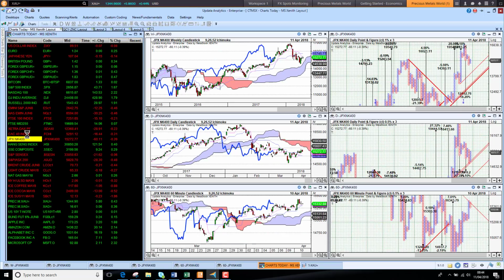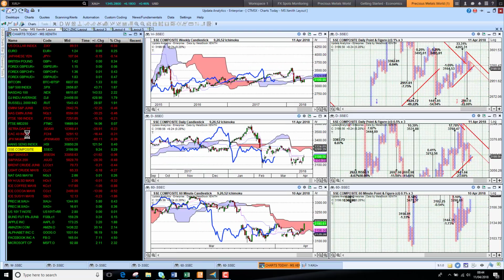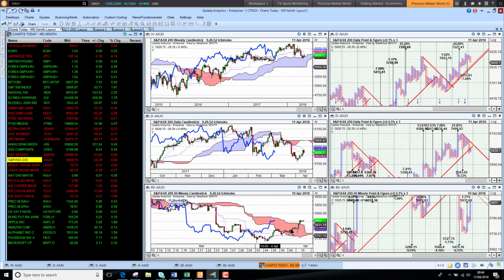The Nikkei, we're seeing the Japanese market looking stronger. Hang Seng just starting to get back above the cloud, but not quite so yet. And the Chinese market also just struggling a little bit to get above the cloud. The Sensex, we're seeing the Indian market looking much stronger, bullish in the short term, and the Australian market has really struggled, still not yet quite bullish above the cloud.